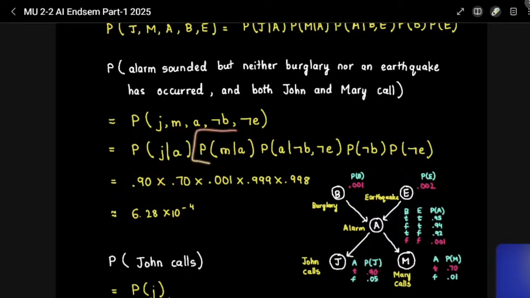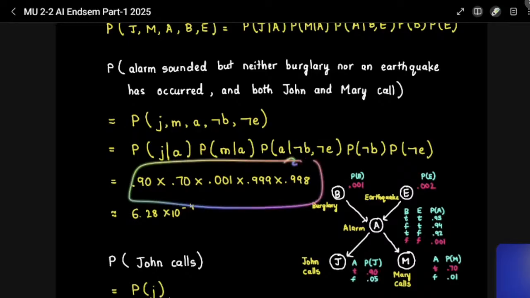Then next, given alarm sounded, what is the probability that Mary calls? So Mary, you'll have to look at this probability distribution. It is saying given small a. Given small a means alarm sounded is true. So A is true. So what is the probability that Mary calls? 0.70. So 0.7. So similarly, you just keep looking at the Bayesian network and substitute the values and finally calculate the probability.